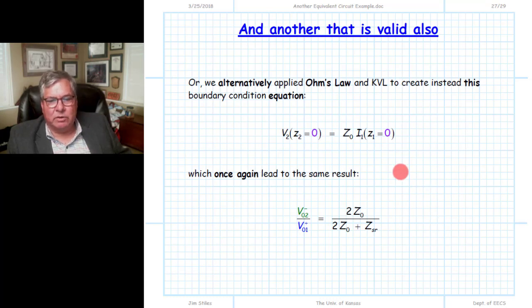And then here is where we took the current I1 and propagated it across the circuit by using Ohm's law and KVL. We could find the voltage at the very edge of the next transmission line. And from that equation we solved, and we got the same result once again.